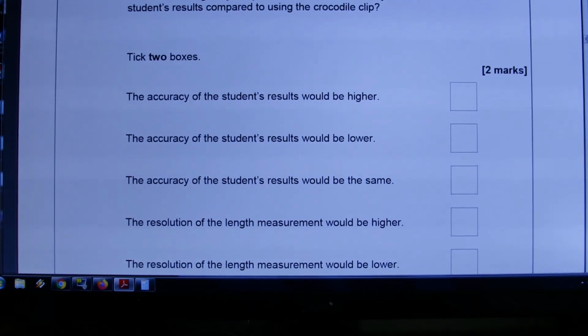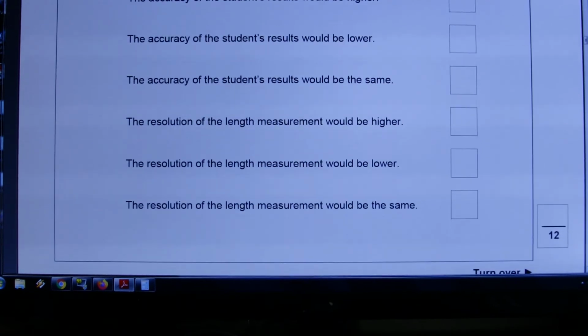How would using the jockey have affected the accuracy and resolution of the student's results compared to using the crocodile clip? The accuracy of the student's results would be higher? Yes. The resolution of the length measurement would be higher. Yes, it has to be. That's why you get the higher accuracy.